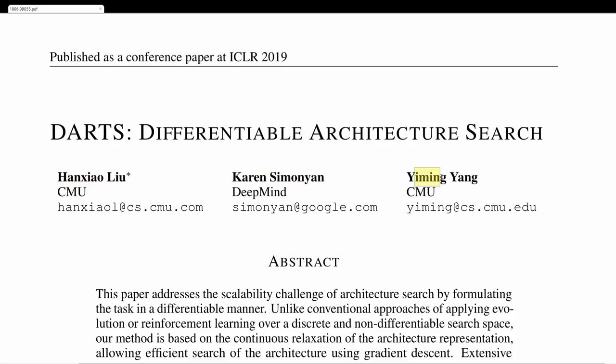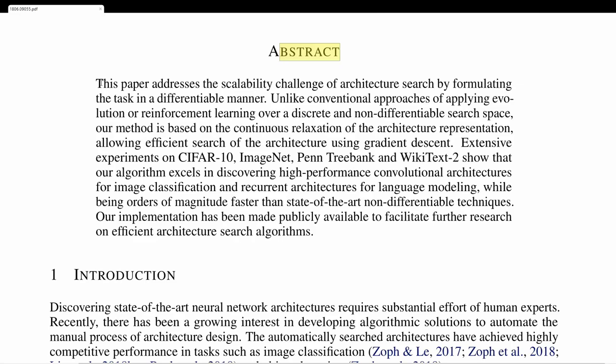Abstract. This paper addresses the scalability challenge of architecture search by formulating the task in a differentiable manner. Unlike conventional approaches of applying evolution or reinforcement learning over a discrete and non-differentiable search space, our method is based on the continuous relaxation of the architecture representation, allowing efficient search of the architecture using gradient descent.